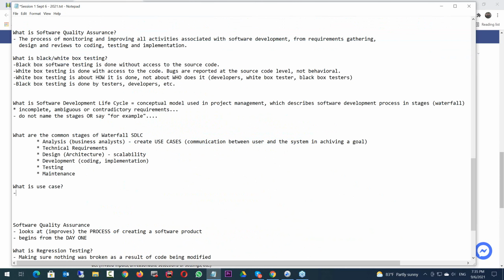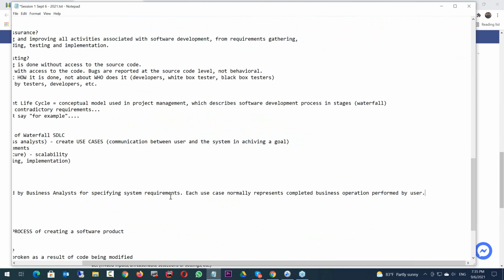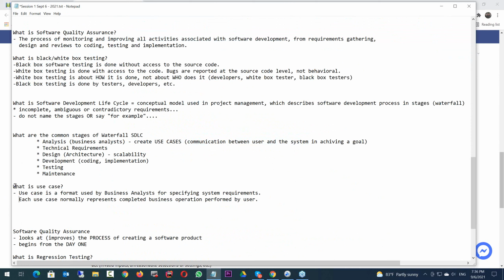So use case is a format used by business analysts for specifying system requirements. Use case is a communication between user and the system. Question, answer, question, answer, question, answer. And then finally you have the thing done. Okay, that is use case.